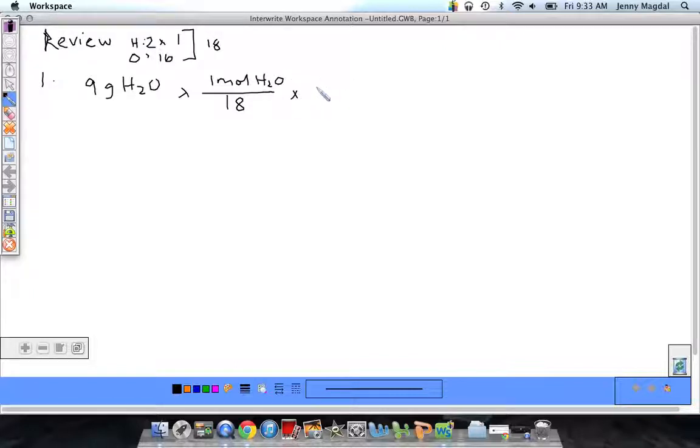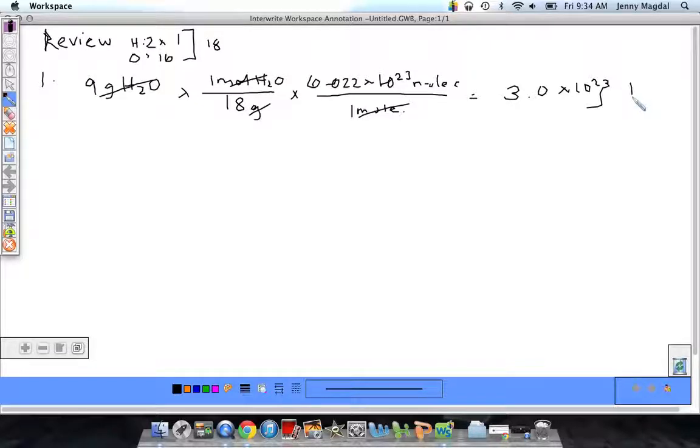Times, we want this in molecules, so I need to use Avogadro's number, 6.022 times 10 to the 23rd molecules for every 1 mole. And we see grams cancels out, moles cancels out, I'm left with molecules. So half of 6.022 times 10 to the 23, my answer is roughly 3.0 times 10 to the 23, which is answer D.